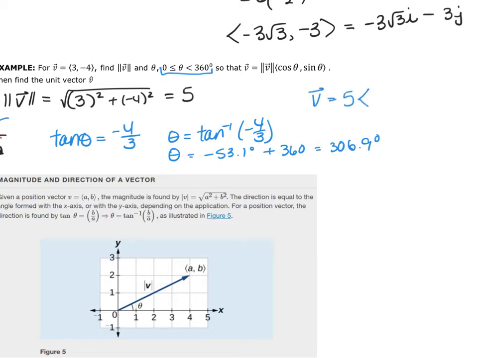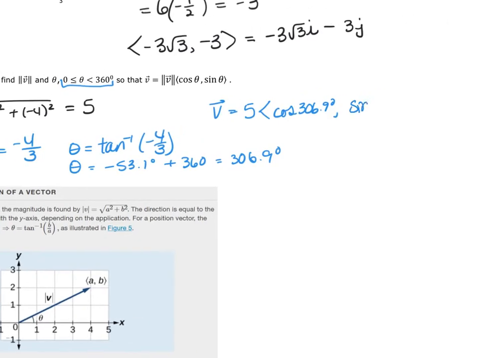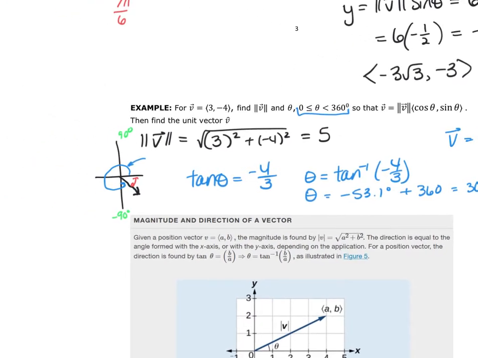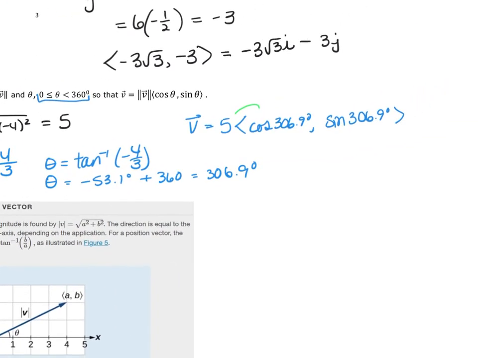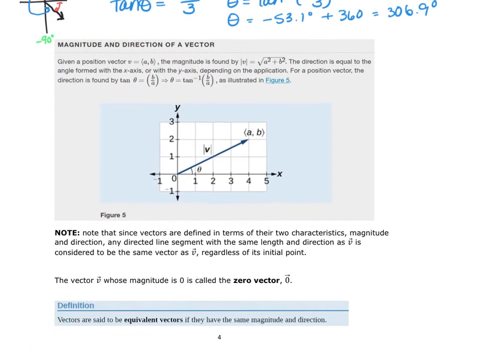Okay. So to write it in the way that they wanted, my vector is going to be my magnitude multiplied by the cosine of 306.9 degrees, comma, the sine of 306.9 degrees. Now, that's the answer. I'm done. As a check, if I put 306.9 degrees in my calculator, take the cosine and multiply it by 5, I better end up with a positive 3. If I do the sine of 306.9 degrees and multiply by that 5, I better end up with negative 4. But this is my answer. Okay?